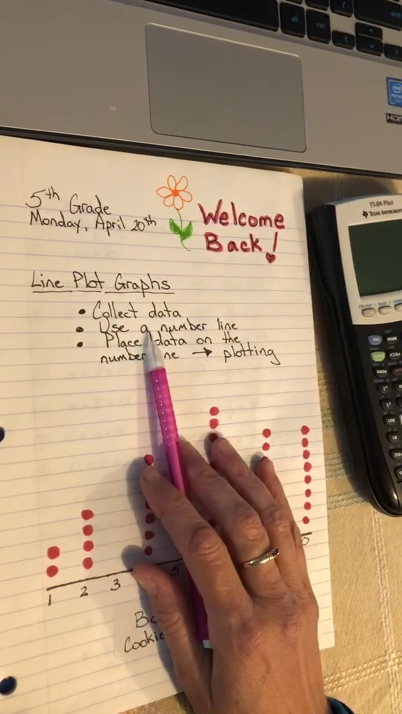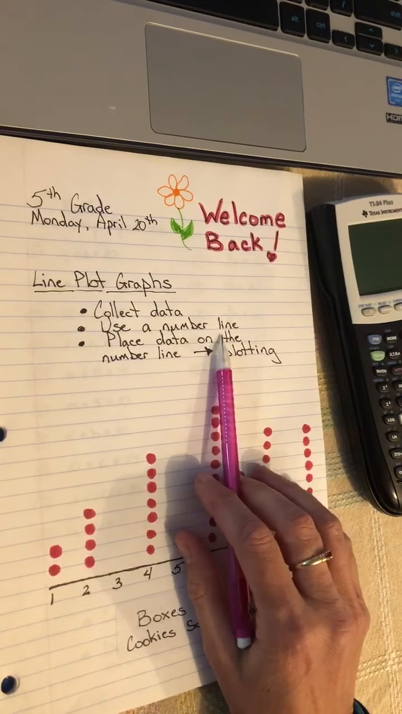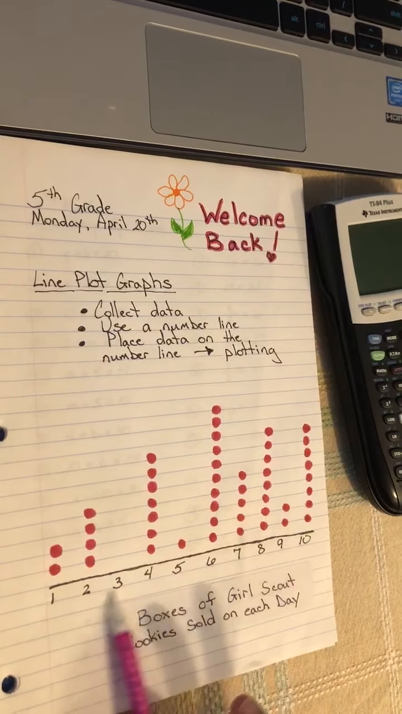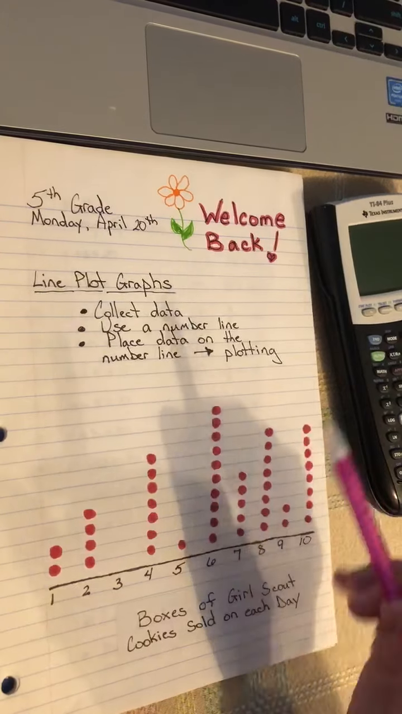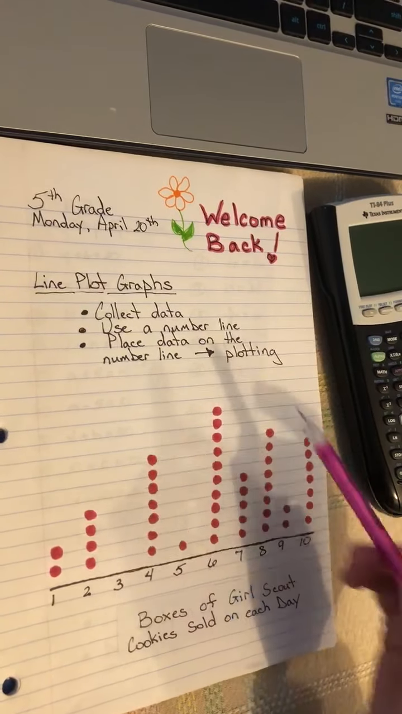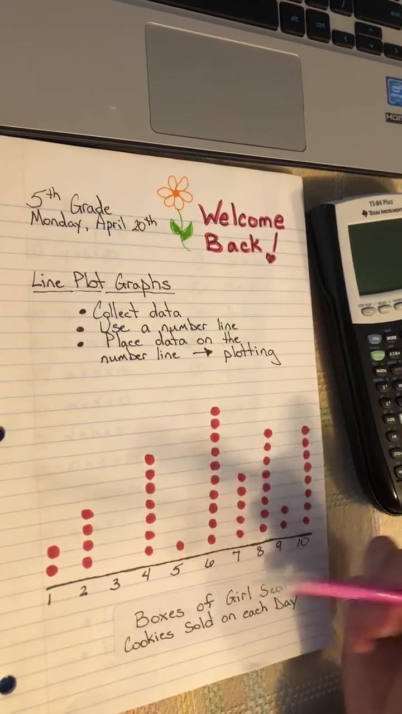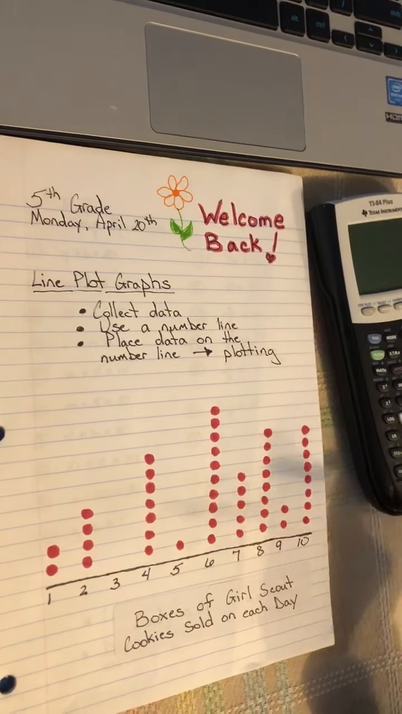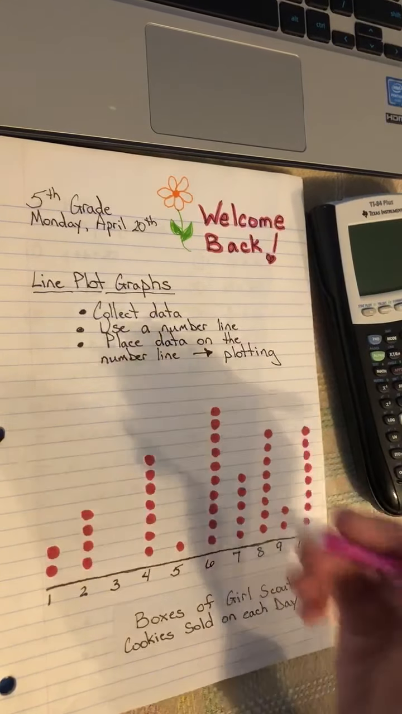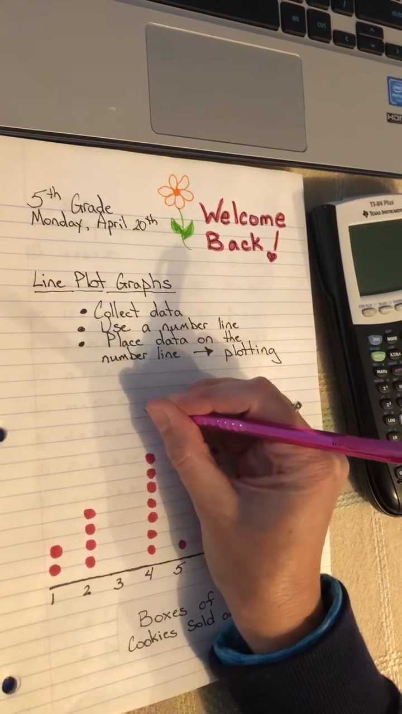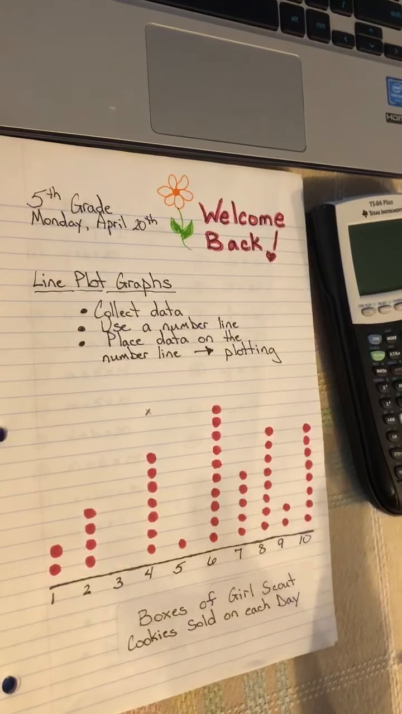Basically, these are graphs that are used to collect data. They use a number line, which you can see down here, as the base, and then they take the data and they place it on the number line, and this is called plotting when you put the data onto the graph. That's why they're called line plots. Sometimes you see it with circles, sometimes you'll see it with X's being marked to show the data.